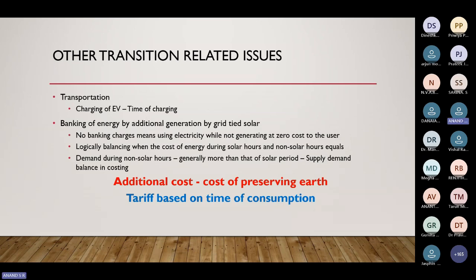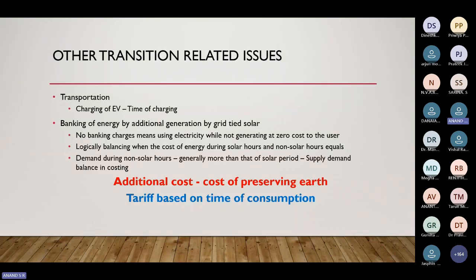So when you are injecting into KSEB's grid, what you're doing is that KSEB has to reduce the coal-based energy, even after paying the capital expenses or rather fixed charges, without making use of that asset.